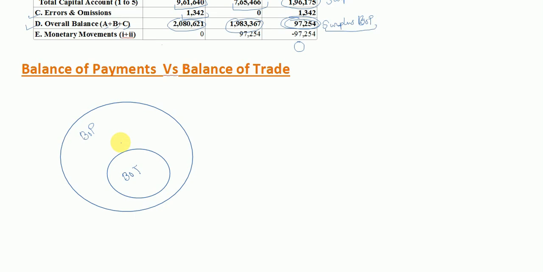Hope you understand the meaning of balance of payments, its components, how a balance of payment is prepared in standard form, and how it differs from balance of trade. In the next classes, we will be discussing the different types of balance of payments disequilibrium, and how the disequilibrium in the balance of payments can be corrected with the help of some monetary and fiscal measures.